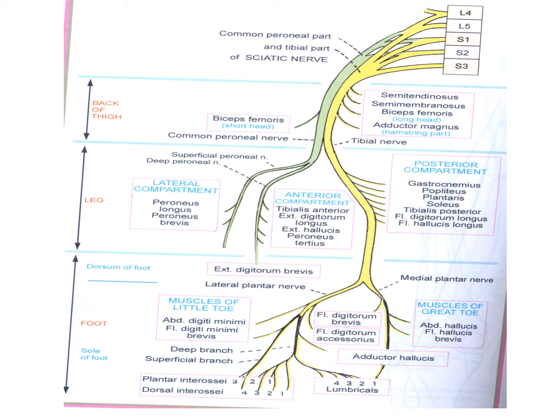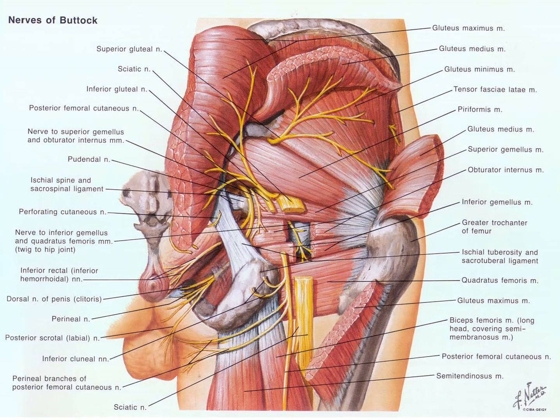The common peroneal part of the sciatic nerve supplies the biceps femoris muscle, and at the lateral side of the leg it divides into the superficial peroneal nerve and the deep peroneal nerve. The superficial peroneal nerve supplies the lateral compartment of the leg muscles, peroneus longus and peroneus brevis. The deep peroneal nerve supplies the anterior compartment of the leg muscles, for example tibialis anterior, extensor digitorum longus, extensor hallucis longus and peroneus tertius. You can already see this sciatic nerve in the dissection.